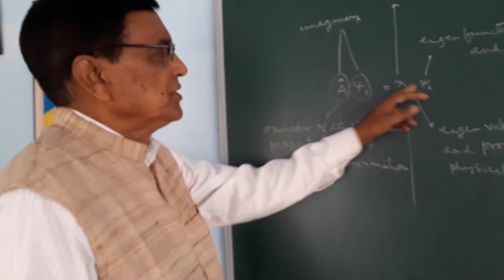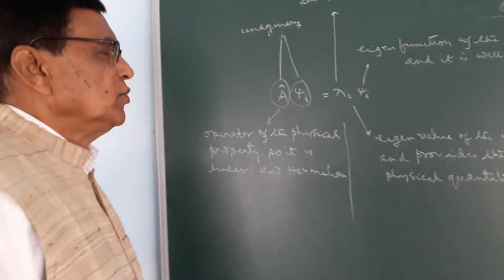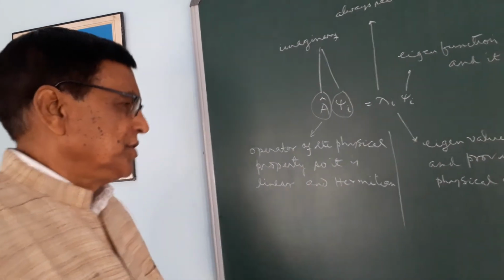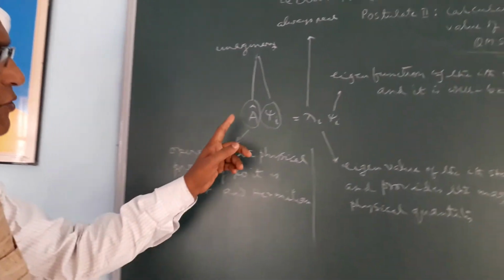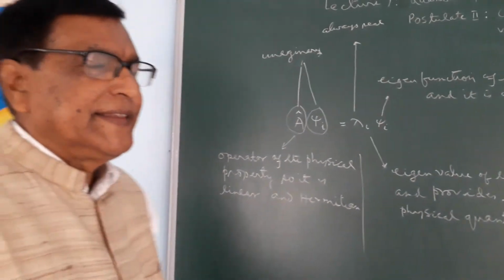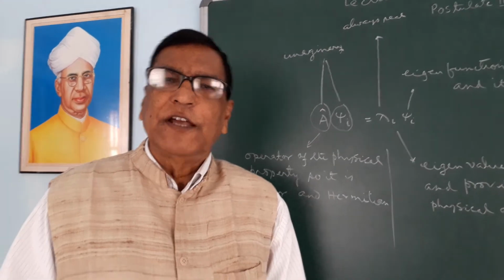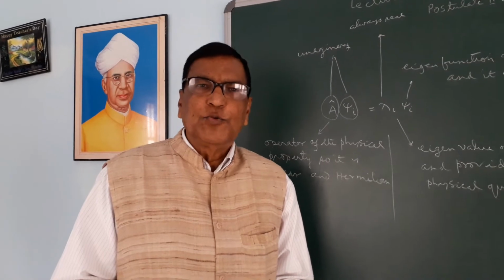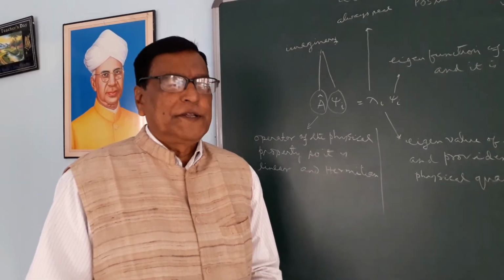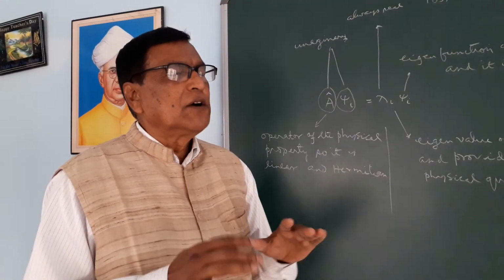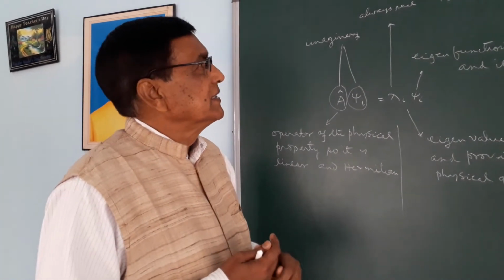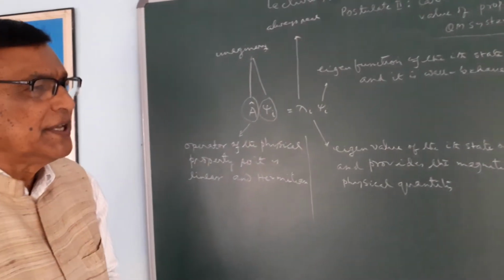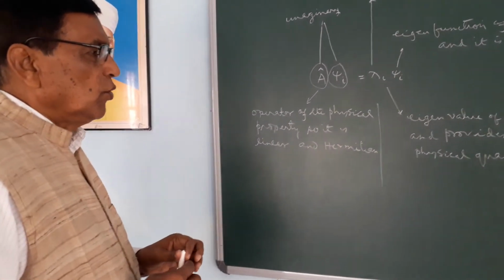Whenever the eigenvalue equation for this property is satisfied, we shall get the exact or precise value of that property for this state of the system. Whenever the eigenvalue equation is not satisfied, there will be a spread in the measured values of the property, and we remain satisfied in that case with the average value of the property. How this average value is calculated, I shall discuss in postulate number 3 in my next lecture.